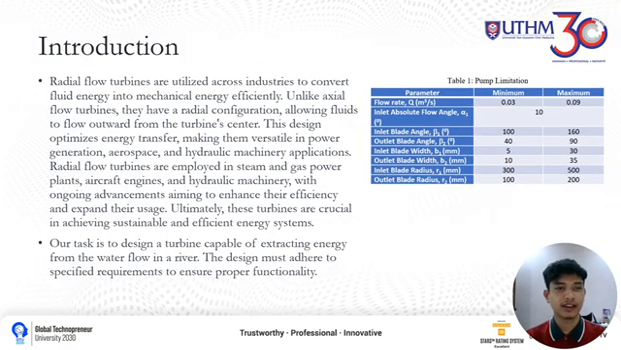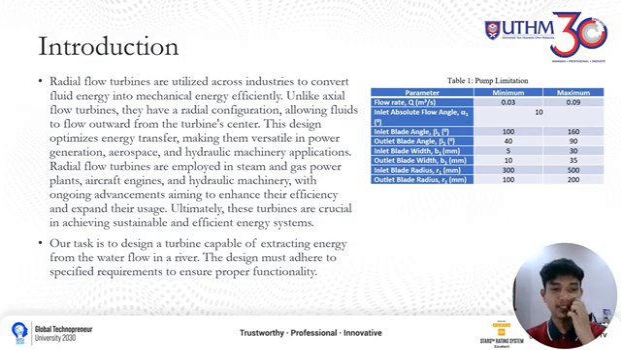For introduction, radial flow turbines are utilized across industries to convert fluid energy into mechanical energy efficiently. Unlike axial flow turbines, they have a radial configuration, allowing fluids to flow outward from the turbine center. This design optimizes energy transfer, making them versatile in power generation, aerospace, and hydraulic machinery applications. Radial flow turbines are employed in steam and gas power plants, aircraft engines, and hydraulic machinery, with ongoing advancements aiming to enhance their efficiency and expand their usage. Ultimately, these turbines are crucial in achieving sustainable and efficient energy systems.